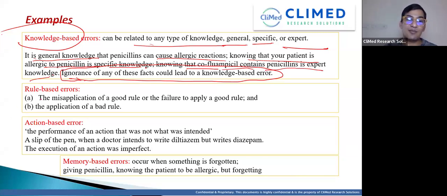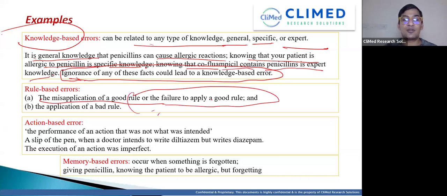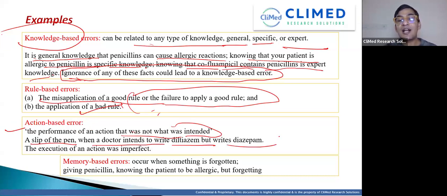Rule based errors: the misapplication of a good rule or the failure to apply a good rule, and application of a bad rule. As I told you, the example of the hospitals, doctors, they do. I mean, see, not blaming anyone specific, but it is happening. It happens, right? And action-based errors: the performance of an action that was not what was intended. Yeah, so it could be because of a slip of the pen, when a doctor intends to write diltiazem but writes diazepam.